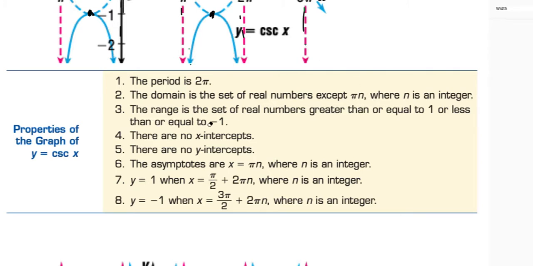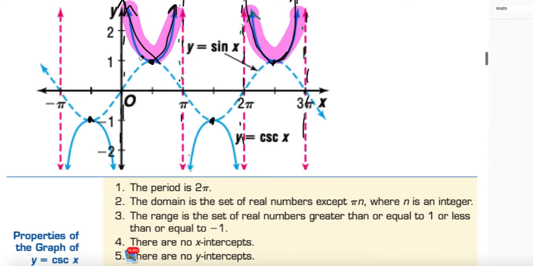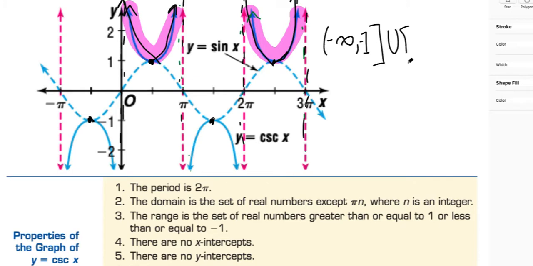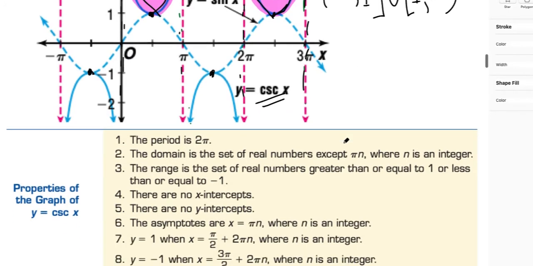The range is the set of real numbers greater than or equal to 1, or less than or equal to -1. And so what are they talking about there? They're just saying, hey, you're not going to have any values for the cosecant in between 1 and -1. The values are going to go from 1 to infinity and from -infinity to -1. The range would be -infinity to -1, including -1, in union with 1 to positive infinity. This would be the range of not only the cosecant function, but also the secant function.